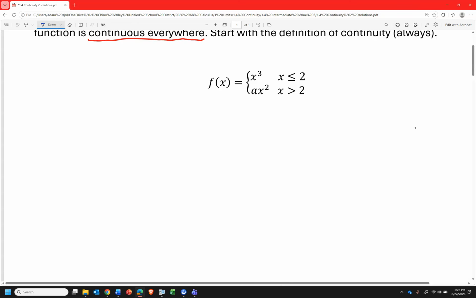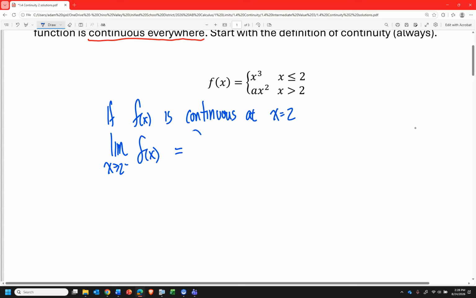Okay, so here we go. So maybe I'll start with: if f of x is continuous at x equals 2, that would mean the limit as x approaches 2 from the left of f should be equal to f of 2, should be equal to the limit as x approaches 2 from the right of f. Normally I don't think I'd write this, but if you're watching this video, you might need a little bit more. So here we go. Limit as x approaches 2 from the left.